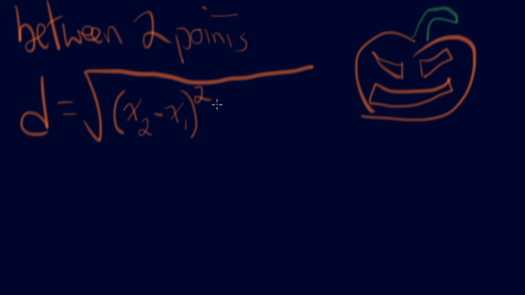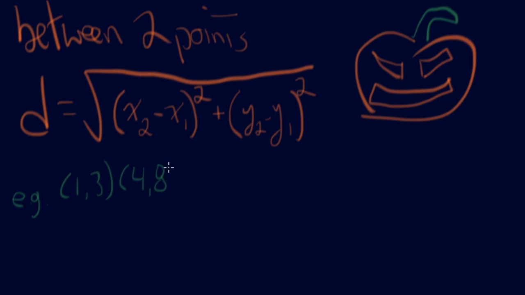Squared plus y2 minus y1. So it's a little subscript right there, squared. So it's a little bit different. And a couple of things about the x2 and the x1s is you're going to be given 2 points. So for our example, we're going to say, what's the distance between 1, 3 and 4, 8?